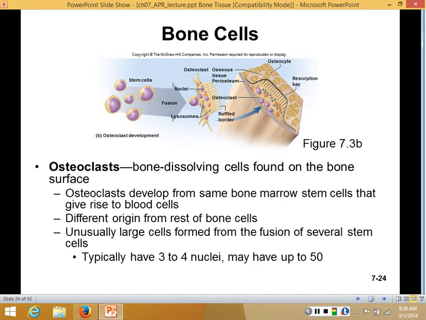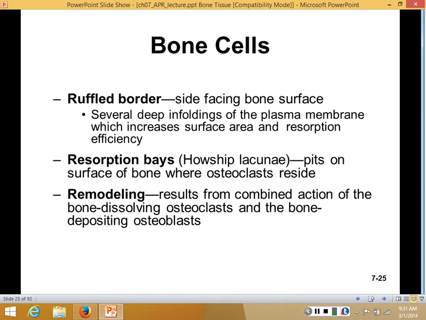So the white blood cells, these are the ones that come from what? The white blood cells. Different origin from the rest of the bone cells. They're unusually large, and they have what? 3 to 4 nuclei, and sometimes they can have up to 50 or more. Like I say, these are some other functions right here.